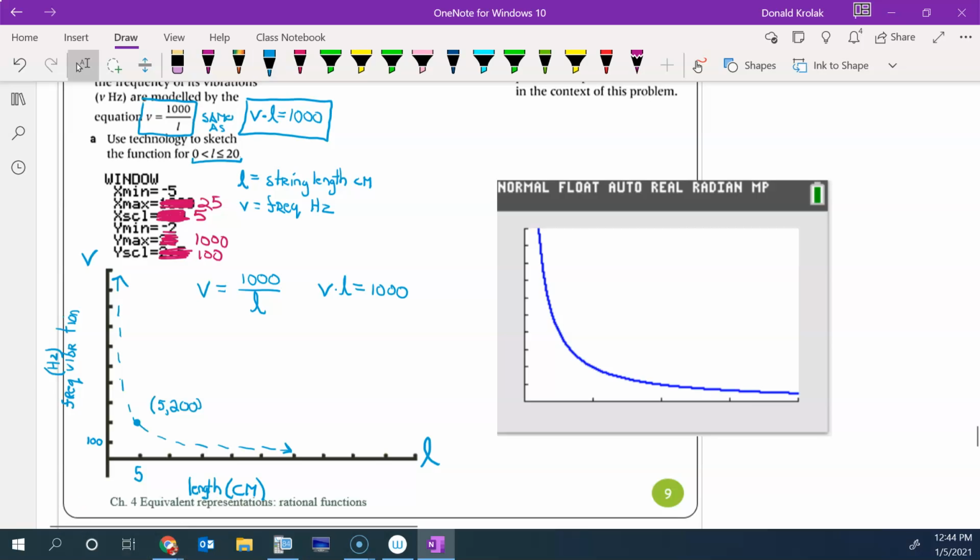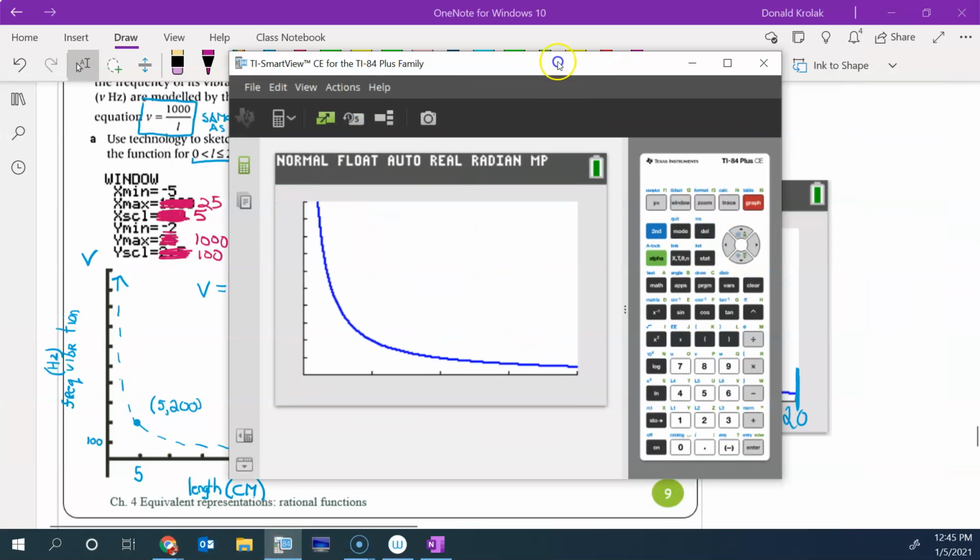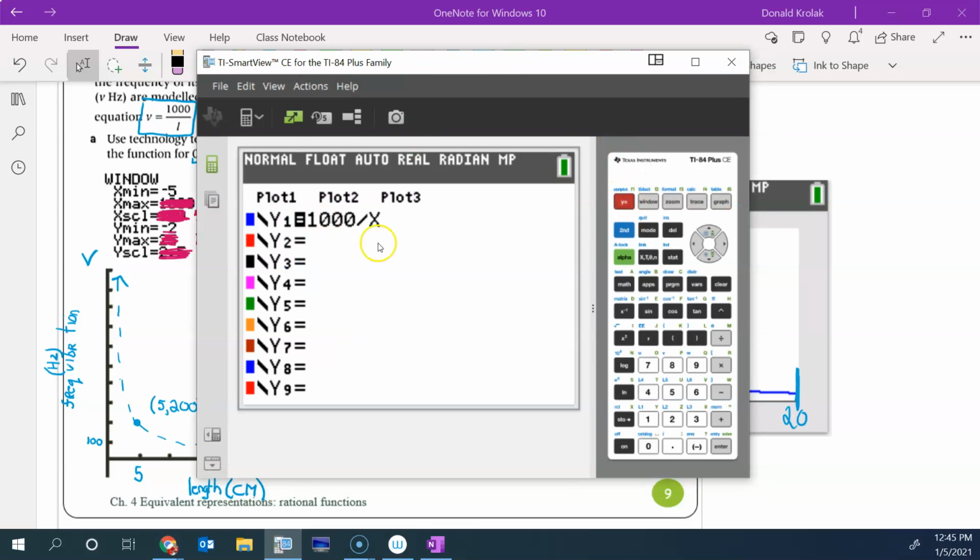Now, to get fancy, you could type this into your calculator. It just takes a whole bunch of time. All that's going to do, guys, is make your graph stop at 20. So your graph's going to go 5, 10, 15, 20, and it's not going to go any further. That's all that does. So it's not really necessary to type in, but it's always a good thing to know, so I'll show you how to put it in. Go back to your y equals. We want to only graph this for values up to 20 and no more.